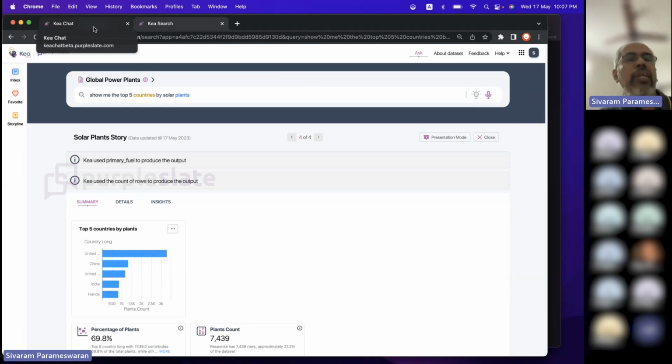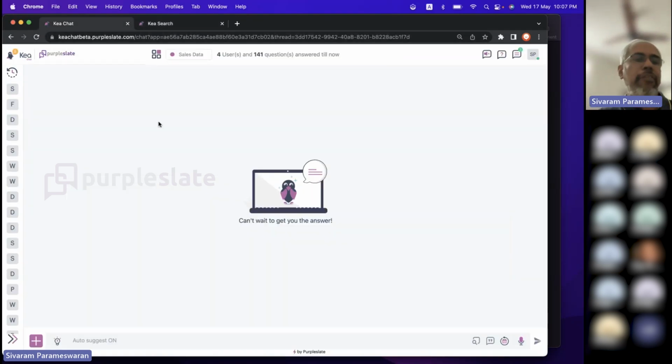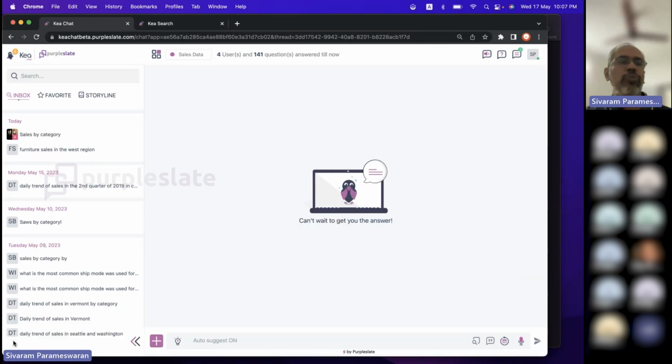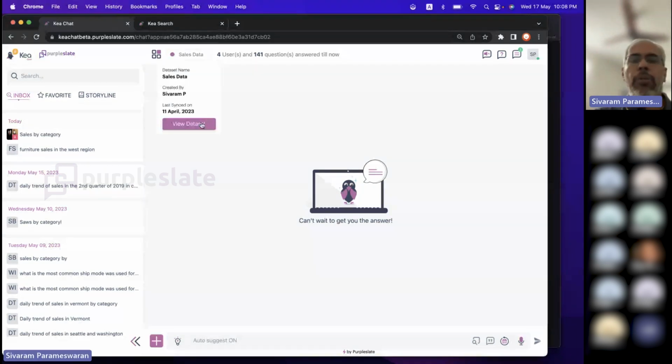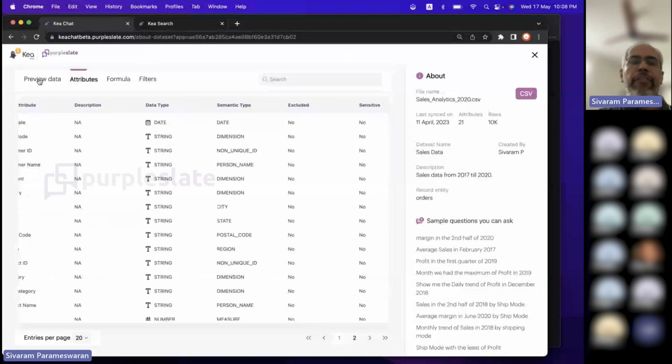Let me show you another one in a different application. We call this a chat, very similar to traditional collaboration platforms, whether it is Teams or Slack. Say this is on a data set called sales. There is quite a bit of attributes on this data. Let me just show you. A whole bunch of order information, sales data across different products.